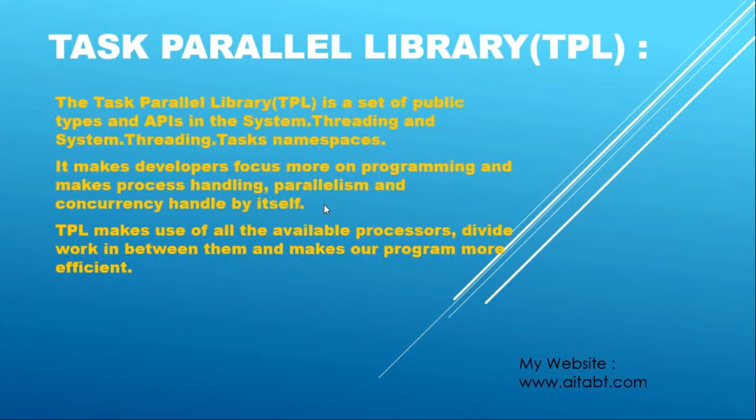Now let's see what the task parallel library is. Task parallel library is a set of public types and APIs in the System.Threading and System.Threading.Tasks namespaces combined. It makes developers focus more on programming and lets the library handle process handling, parallelism and concurrency itself. TPL makes use of all the available processors, divides work between them, and makes our program more efficient. And that's what I have already shown you.